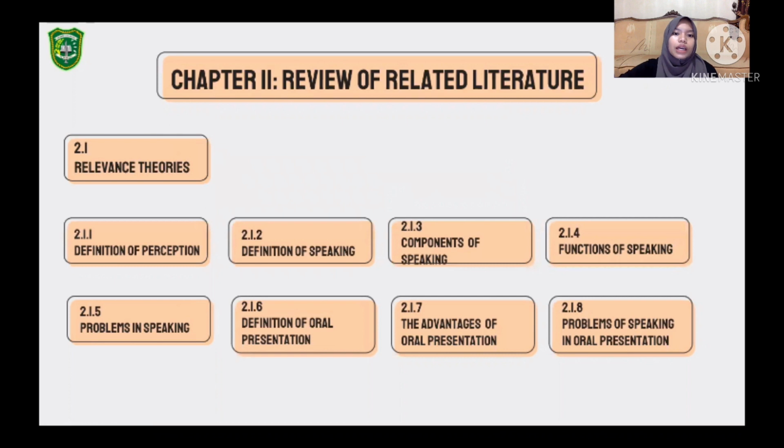2.1.2 Definition of speaking. Speaking, from the word speak, means to talk about something to someone, using your voice to say something, and express your opinion openly. Speaking is through the mouth and transmission of language.